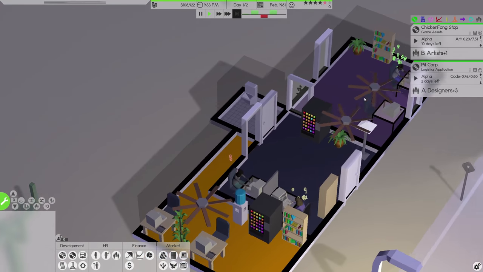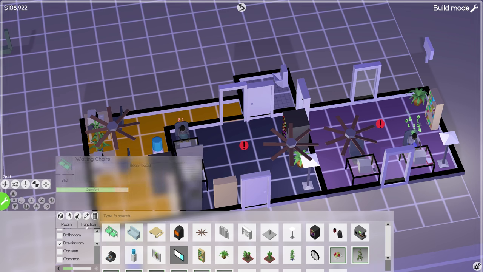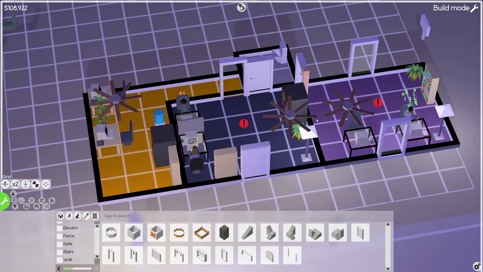Welcome back, ladies and gentlemen, to Software Incorporated. We're going to build a common room of sorts, a break room. That is the idea. Let's go ahead and construct it.